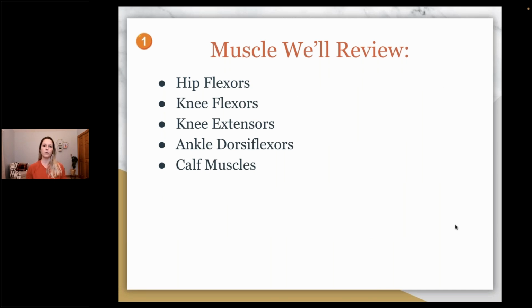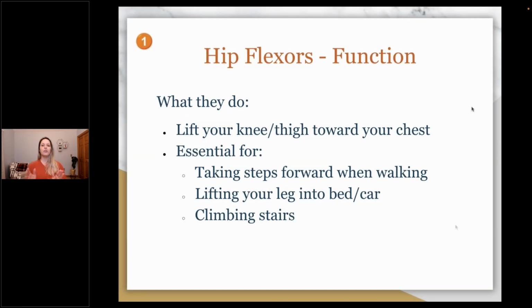So the 5 muscle groups that we're going to be discussing are the hip flexors, the knee flexors, knee extensors, ankle dorsiflexors, and your calf muscles or your plantar flexors. So your hip flexors are the muscles on the front of your hip. I'll show you in a second here. But first, I just want to describe to you where our hip flexors are and what they do.